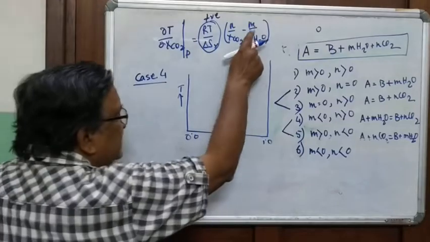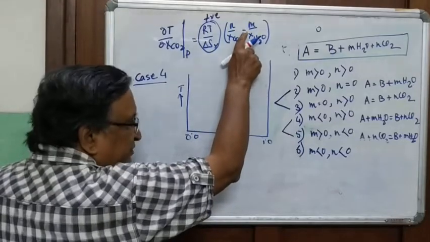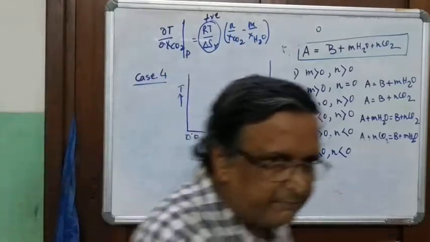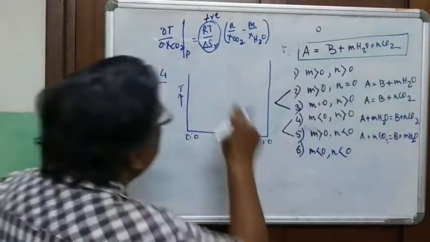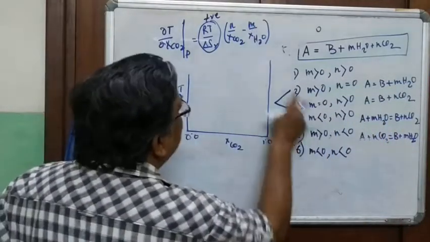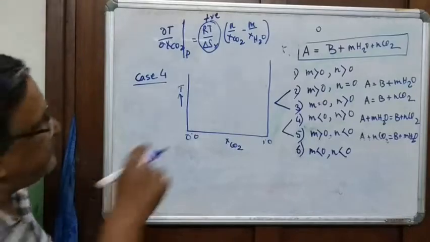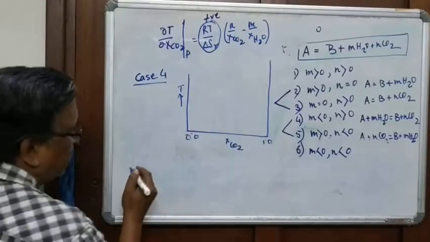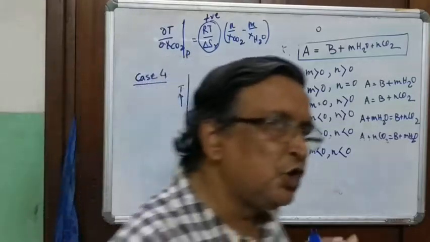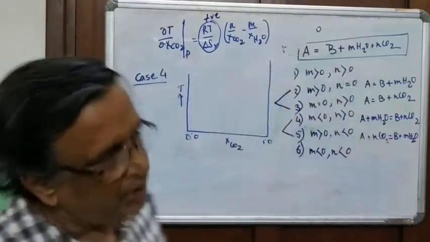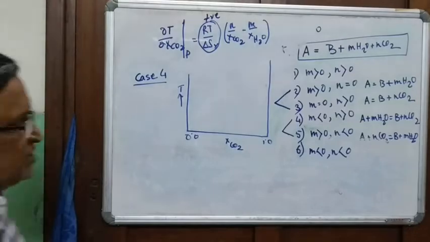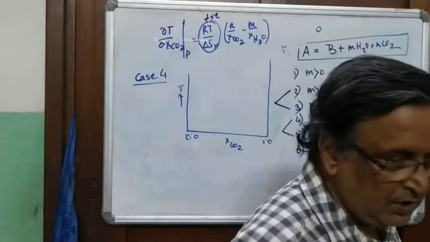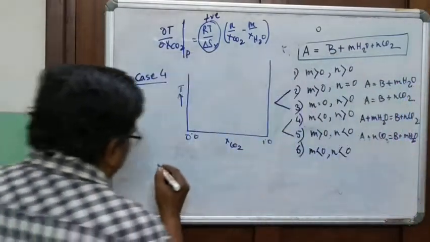So if m is less than 0, this term will become positive. The whole term within the bracket will be positive. Why? Because if m is less than 0, then m is negative. If m is negative, the negative and negative cancel and the whole thing will be positive. So whatever you are doing, your slope will be positive. Your slope will always be positive. Now, let's see what happens.